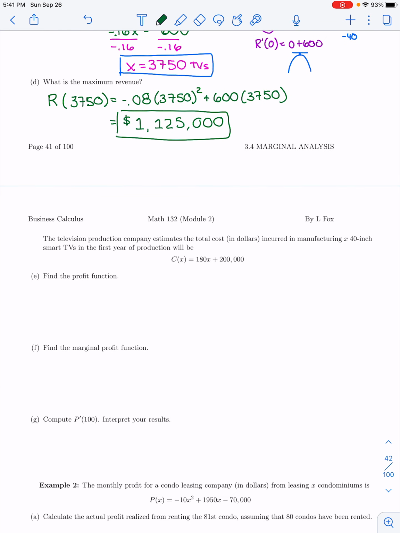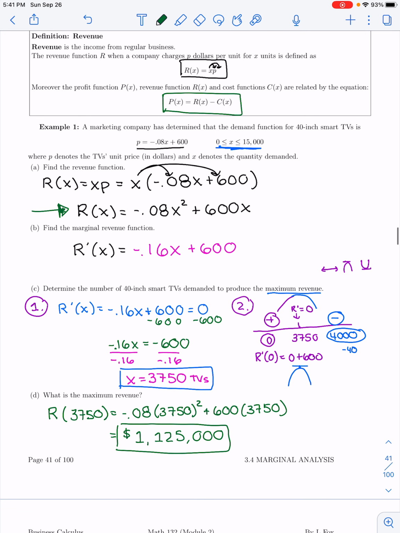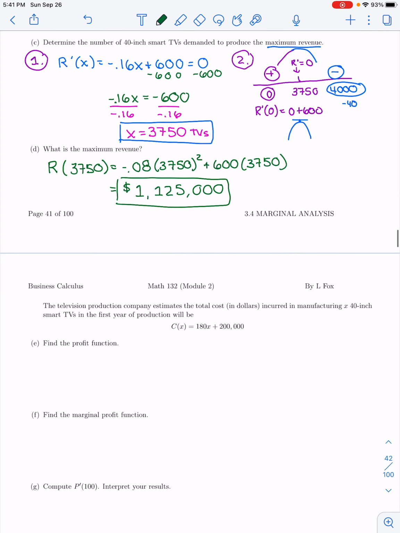So we have that same television production company says that it estimates the total cost in producing X TVs is given by the C of X is 180X plus 200,000. So we have their total cost, and we're going to use that to find profit. So we want to remember profit is your revenue, how much money you make from sales, minus your cost, how much it costs for you to produce these items. So let's see what the profit function is.